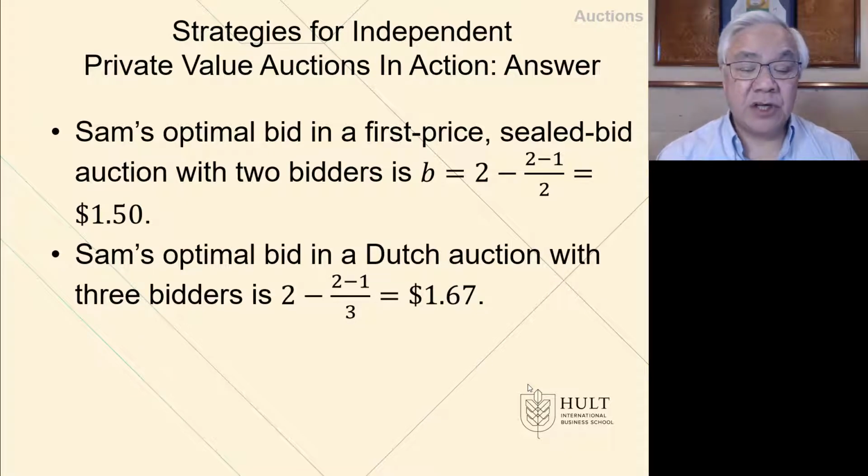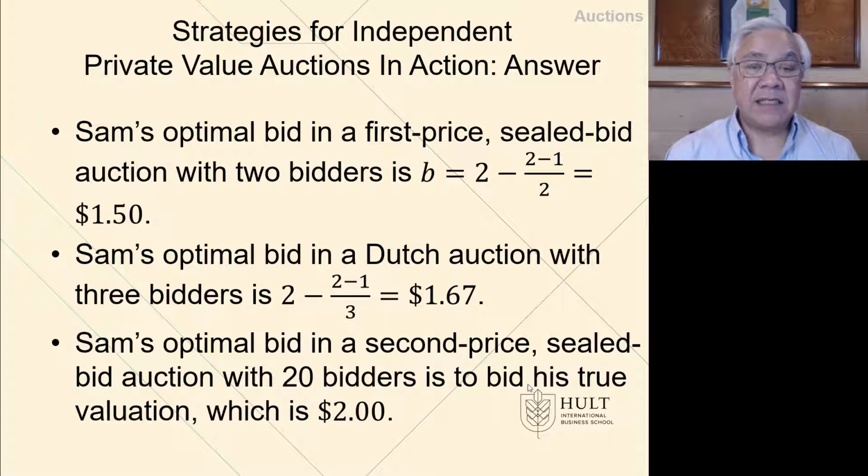Next, if we're in a Dutch auction, we have 3 bidders in this case. So it is 2 minus 1 divided by 3, which equals $1.67. Notice that it went up because now there are more bidders. The next alternative is the second price sealed bid auction with 20 bidders. In this case, you bid your true value, which is $2.